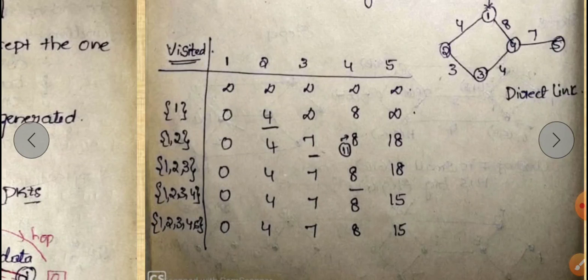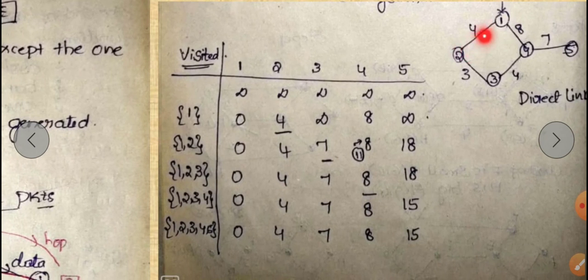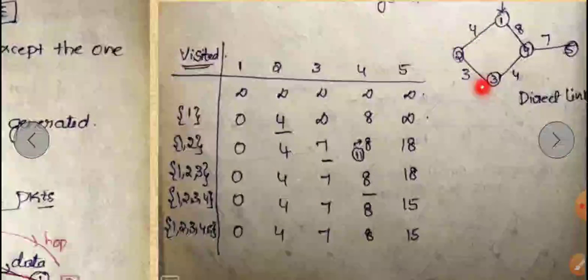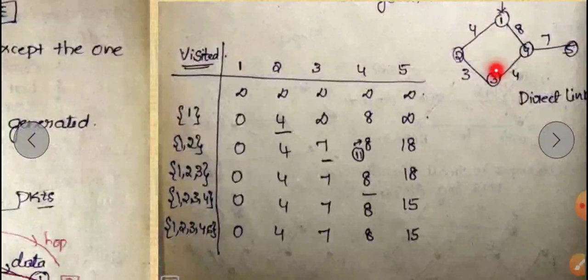What is the fifth connection? Have a look. 1 to 2, 4 plus 3, 7. 7 plus 4, 11. 11 plus 7, 18. So 1 to 5, I don't have a direct connection, but I have intermediate routers. Via intermediate routers, I have the value of 18.